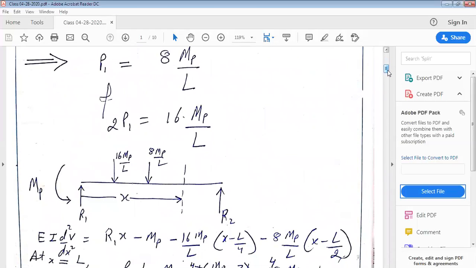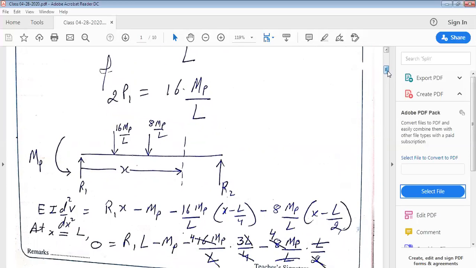Now let us draw the free body diagram of the beam. On the left end, there is a plastic moment MP, and the loads are 16 MP by L at a distance of L/4 and 8 MP by L at a distance of L/2 from the left end. Let us consider a section at distance x from the left end and write the deflection equation. EI d square v by dx square equals R1x minus MP minus 16 MP by L bracket start x minus L/4 bracket close minus 8 MP by L bracket start x minus L/2 bracket close.